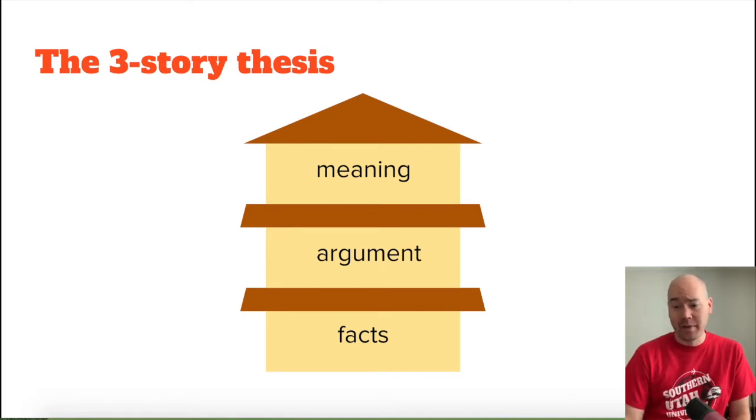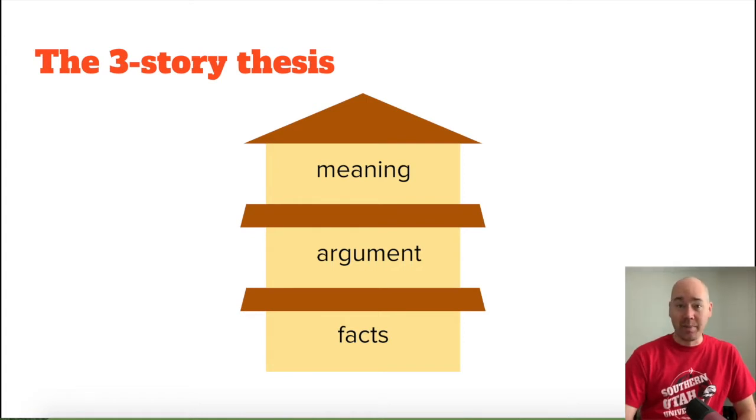For example, the sky is blue. I couldn't write a whole essay to support that idea, and no one could really disagree with it except to say, well, sometimes it is, but other times it's not, right? And that's an example of a one-story thesis, and that's why you don't want just a fact to be your thesis. A two-story thesis is an argument.